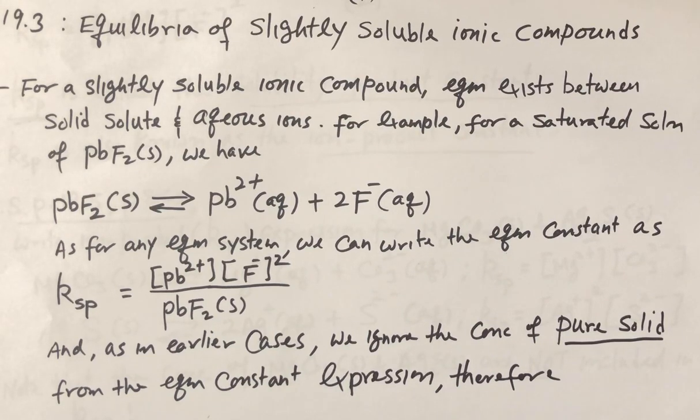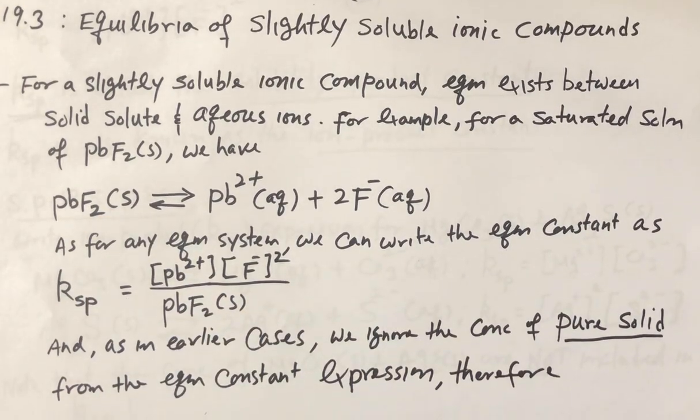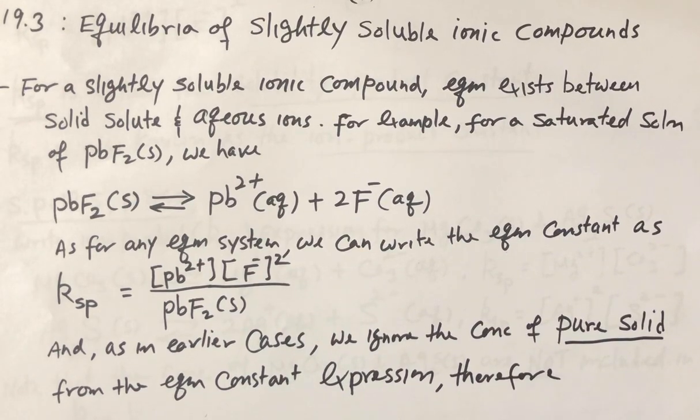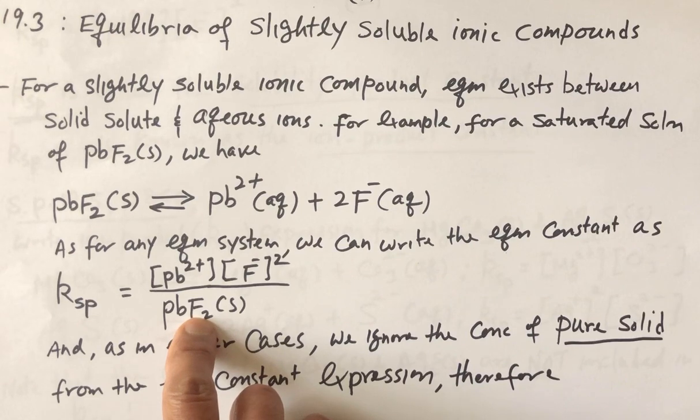Now, when it comes to the equilibrium of slightly soluble ionic compounds, we have a pure solid on the left-hand side, which in this case is PbF2. We know from previous discussions that the concentration of a pure solid or a pure liquid does not contribute significantly to the equilibrium expression. So we are simply ignoring the concentration of PbF2 in this expression.